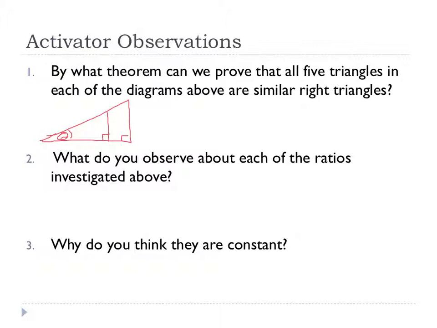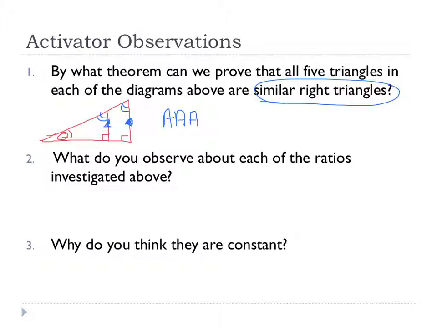So the converse of the corresponding angles theorem would say that if you have corresponding angles that are congruent, these lines must be parallel. And either by the third angle theorem or by the corresponding angle postulate, these angles here must also be congruent. And so by angle-angle, we can say that the triangles are similar.